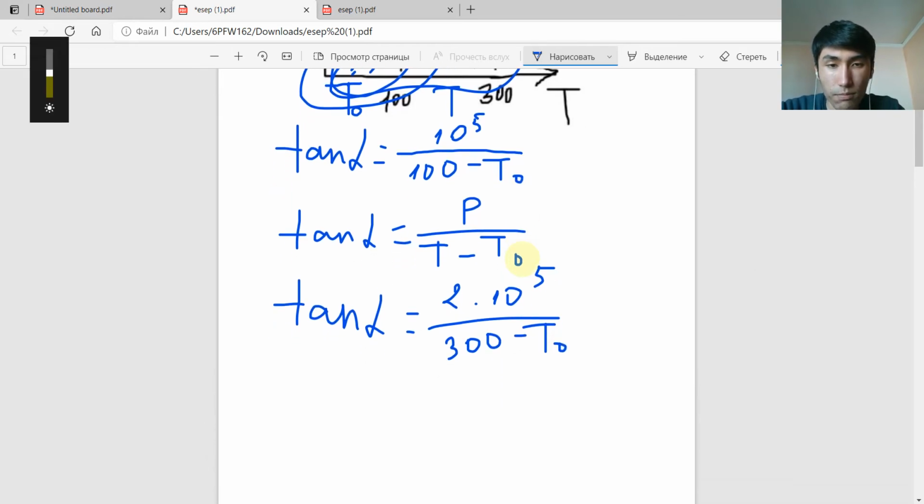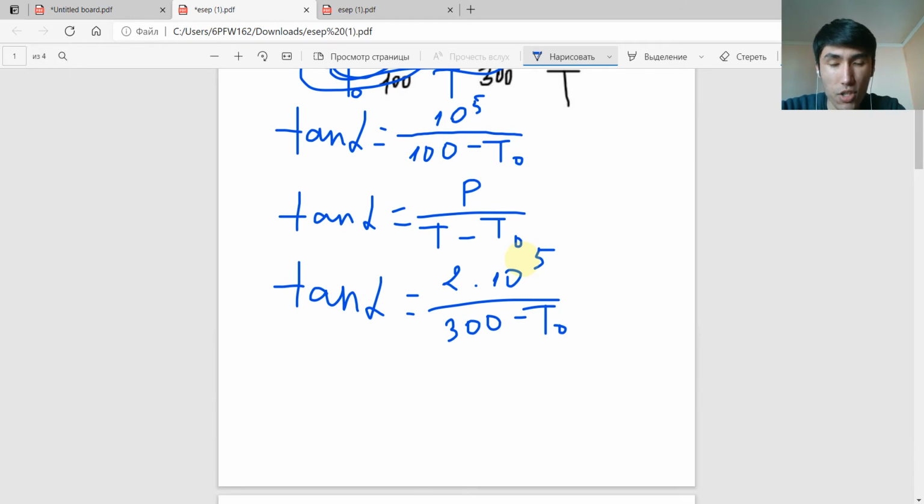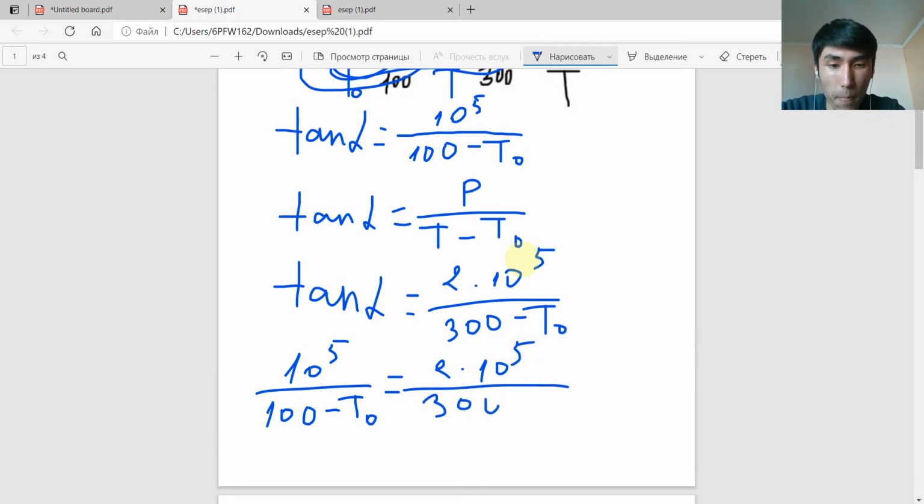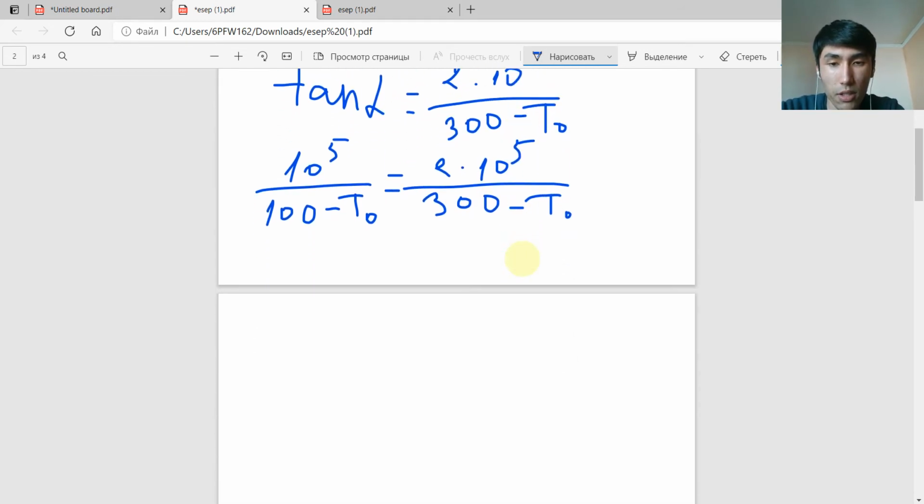So these tangent alphas are equal to each other, so we can write it this way: 10 to the power of 5 divided by 100 minus T0 equals 2 times 10 to the power of 5 divided by 300 minus T0, right? So we can find T0 easily. Let's write the result of calculation. Here will be minus 100 Kelvin.